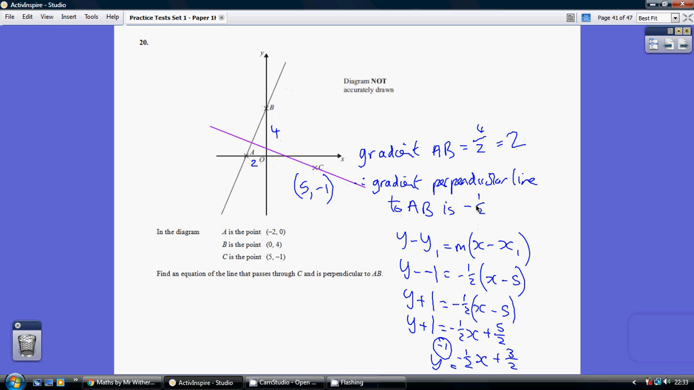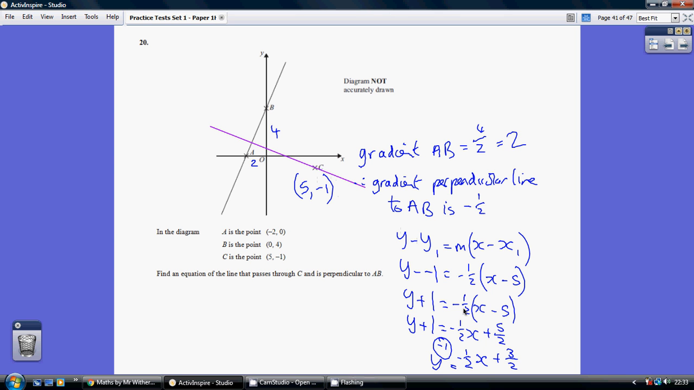So I've got the gradient of my new line being minus a half, and I know a coordinate on the line being C, which is (5, -1). So I'm going to use the formula y minus y1 equals m(x minus x1), where (x1, y1) is a point on the line, in other words (5, -1), and m is the gradient, minus a half. So substituting in, I get this. y minus minus 1 is obviously y plus 1, so I get this.